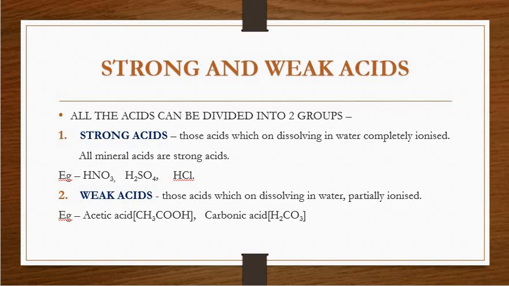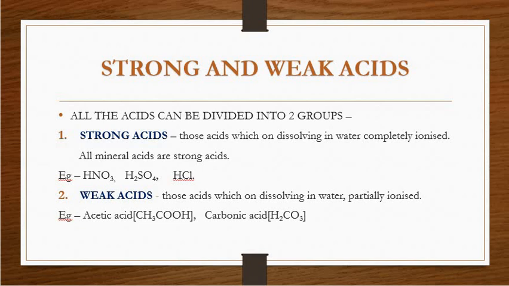Now, strong acids and weak acids. All the acids can be divided into two groups. Group number one is strong acids, the acids which on dissolving give a large number of hydrogen ions. Another statement I can say is that acids which on dissolving in water will ionize completely. For example, if you are taking an acid like H2SO4 and diluting it, all the molecules of H2SO4 will completely ionize and give you hydrogen ions and sulfate ions.